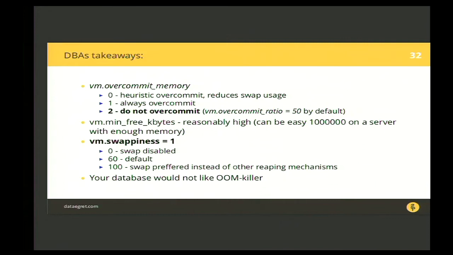The heuristic-based mode is actually not very good as well, because you cannot control that, obviously. So my suggestion is do not overcommit at all, and that's it. So you basically can regulate in which cases your operating system will use swap anyway, and you can minimize those. So set this parameter to 2.